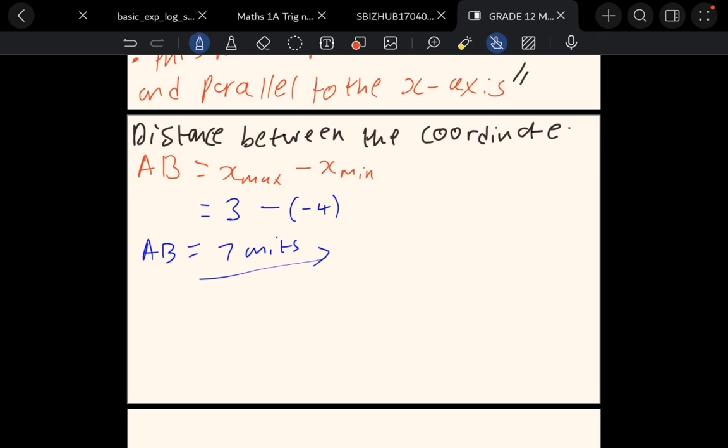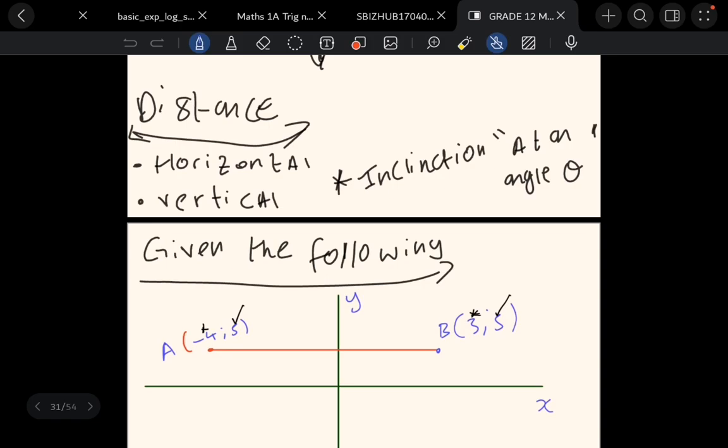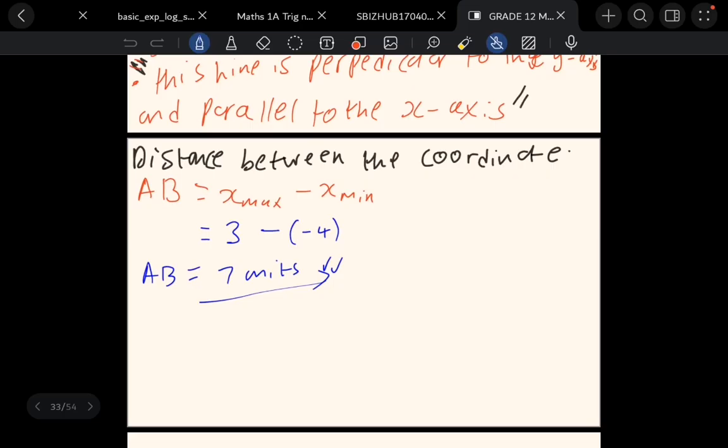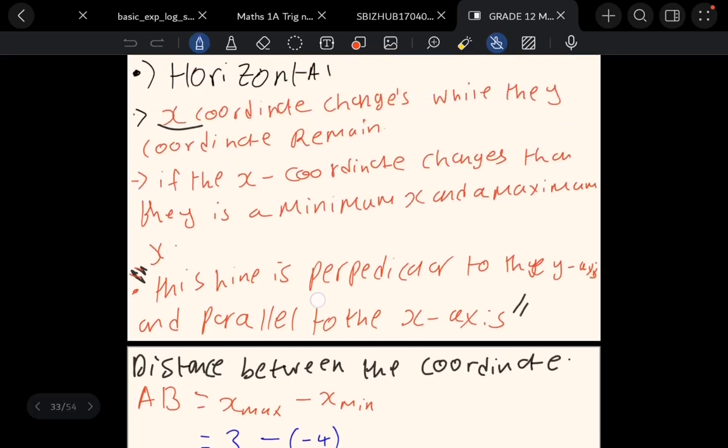7 units. Now, key thing: the distance will never be negative. Time will never be negative. Volume can; just know that volume can be negative. But distance and time can never be negative, so that's why we contain a positive value there. If we are not given that this thing is measured in centimeters, you're always going to write units. You understand? So we are done with the horizontal.